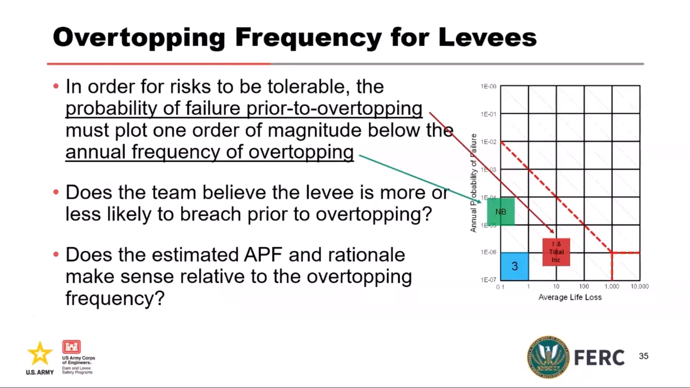So the more stringent criteria for the Corps for levees is you need to be within an order of magnitude of the overtopping frequency on your reliability, meaning if you have a 1 in 100-year levee, you need to have a 1 in 1,000 reliability on it. You need to pay attention to that because on levees, that is almost always the controlling guideline. You're not trying to get down to 1 in 10,000 or 1 in 100,000, depending on the consequences. You're trying to get to within an order of magnitude of the overtopping frequency. That is our threshold.